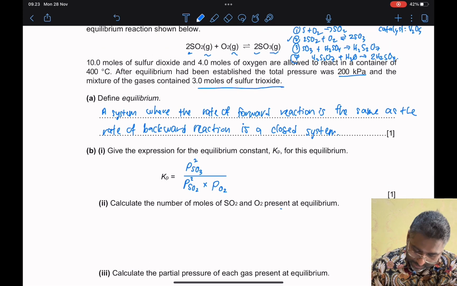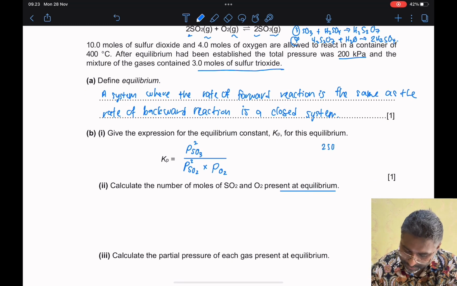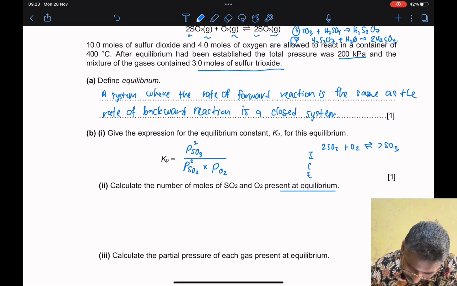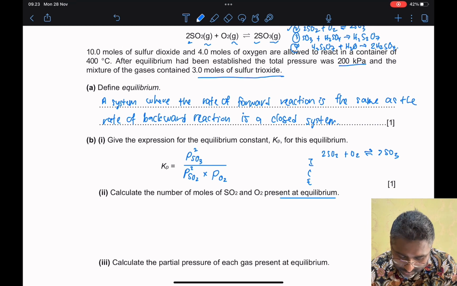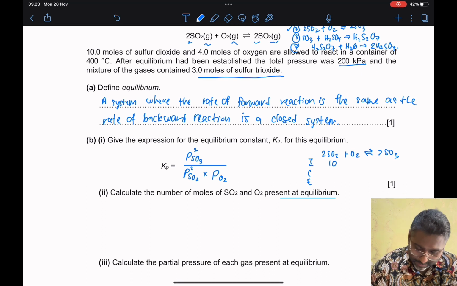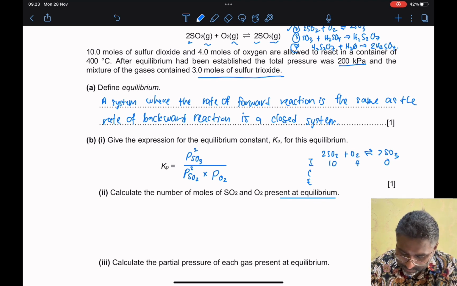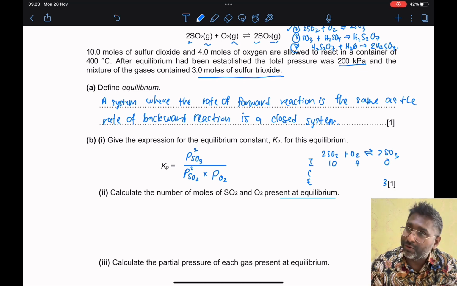Calculate the number of moles present at equilibrium. Now we have to use all this information. I'll put it down over here: 2SO3. We will use the ICE method: I for initial, C for change, E for equilibrium. Initially they put 10 for SO2, and 4 moles of oxygen. Initially there was 0 SO3. After equilibrium, the total pressure is 200, and the mixture of gases contains 3 moles of sulfur trioxide. So at equilibrium you are going to have 3 moles.